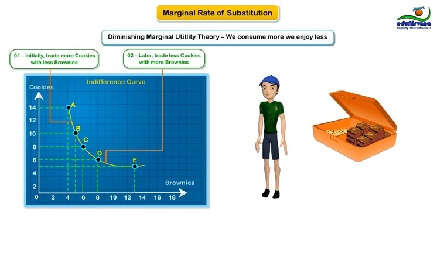Great! Explains my behavior very well. Yes, initially, I was keen to trade fewer brownies for more cookies. But later, the number of cookies decreased. I started weighing cookies more and then wanted more brownies per cookie traded. Yes, my dear, another jewel of economics for you.